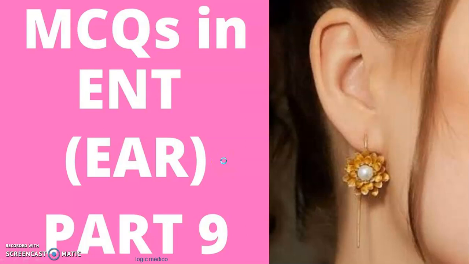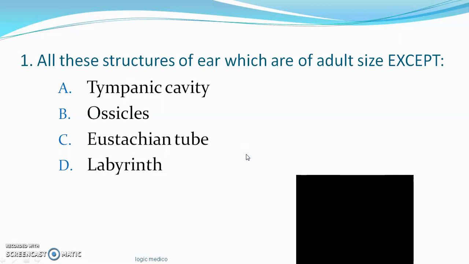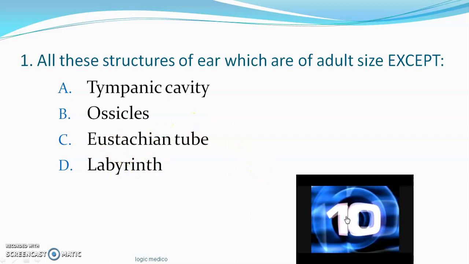Today's topic is MCQs in ENT, part 9. So the first MCQ is: all the structures of the ear are of adult size at birth except: tympanic cavity, ossicles, eustachian tube, labyrinth. So time starts now.